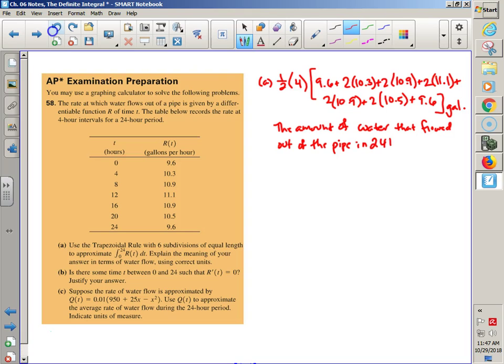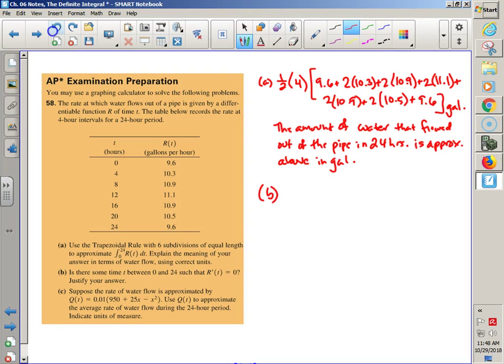In 24 hours above in gallons. There you go.